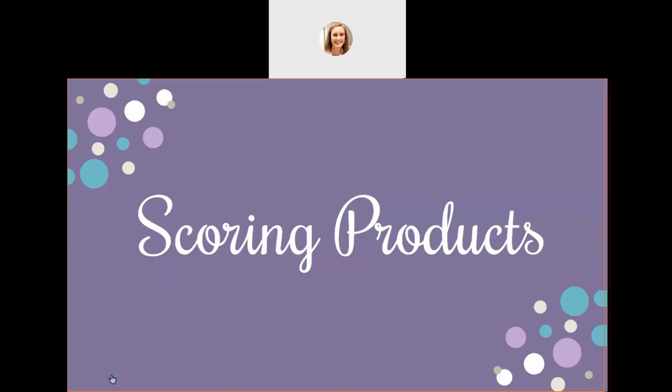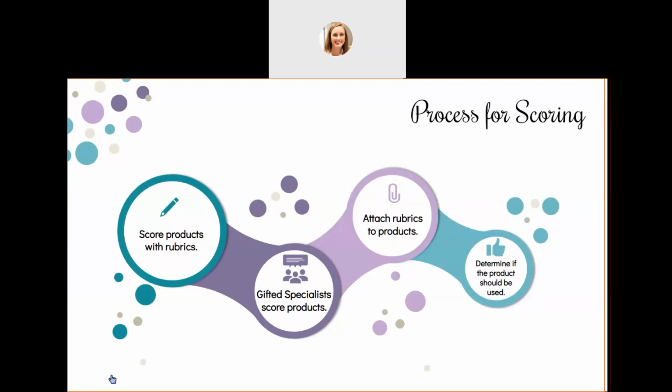And lastly, we'll take a look at some things to remember when scoring products. The process for scoring is that you will take the products and use a rubric to score them. The gifted specialist should be the person scoring each of the products. You will attach the rubric that was used to score the product to the product, and then you'll determine if that product should be used. Does it show the student's strength area? Is it the best one out of all of the products collected, or one of the best ones?